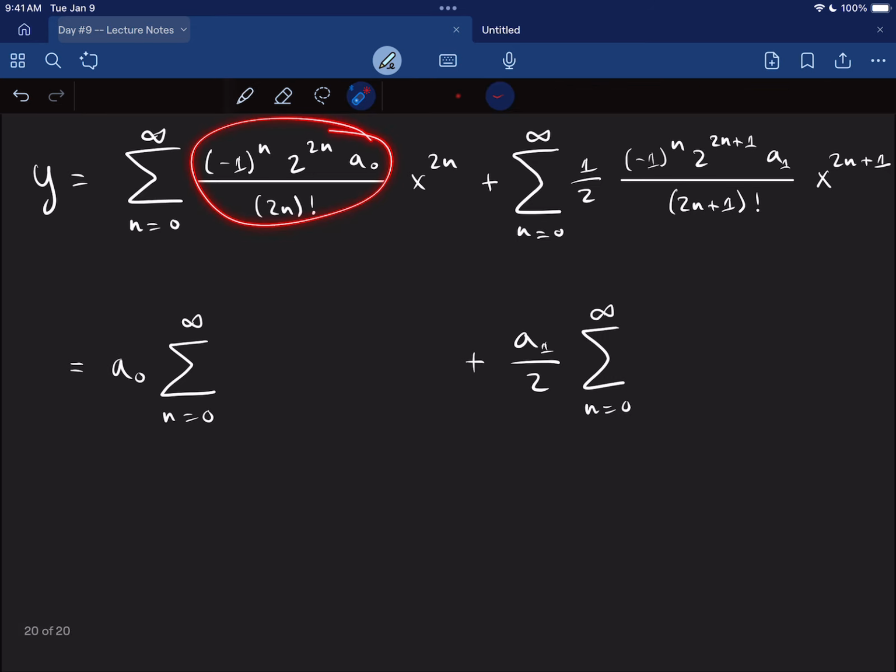Now I'm going to start going with the rest of this stuff, but I am going to do another step of simplification. I see a 2 to the 2n and an x to the 2n. I'm going to combine those so that I just have a 2x to the 2n. But I still have my negative 1 to the n, and I still have my 1 over 2n factorial, and I don't like how I've written this. Let's rewrite it.